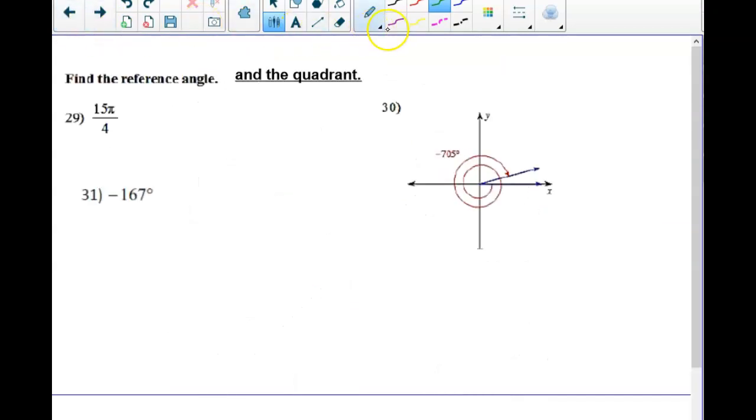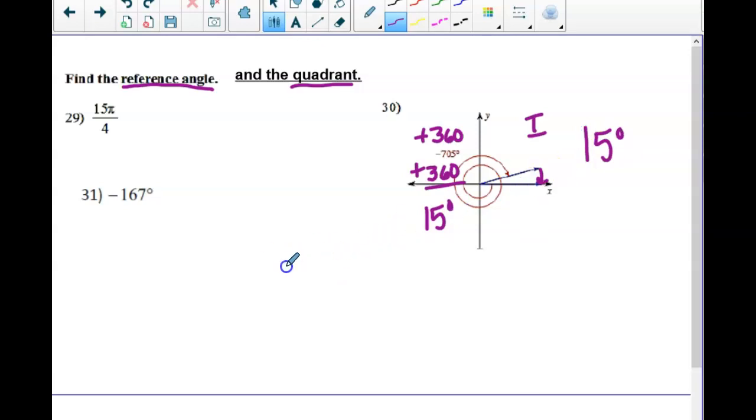All right, I'm going to go back here real quick, and I am going to do these quick because they just want the reference angle and the quadrant. I'll start with 30. It's clearly stopping in quadrant 1, yes? And it wants the reference angle to the x-axis. So if you have negative 705, anybody know what that reference angle would be? You could add 360 until it became positive. You would get 15, I think. Is that right? So it is 15 degrees is the reference angle.